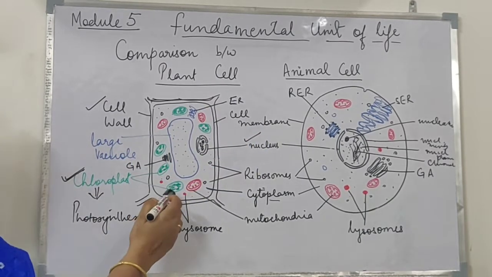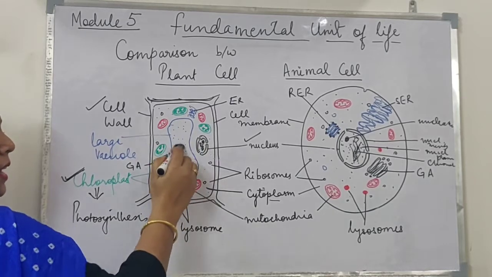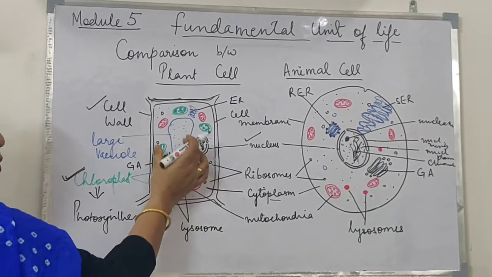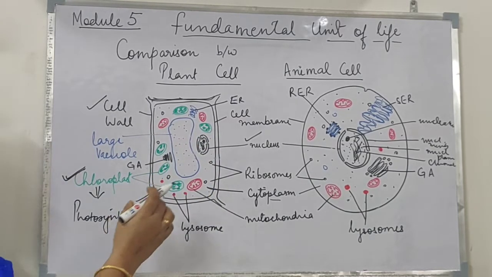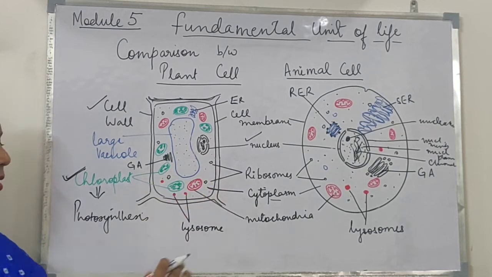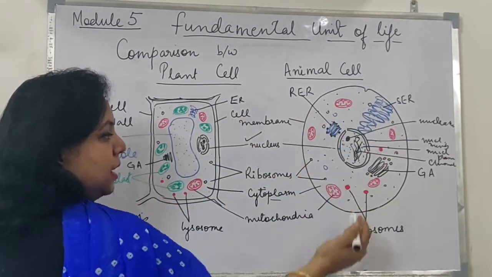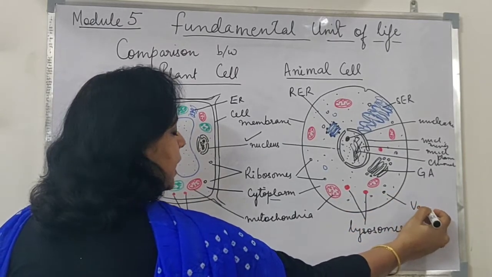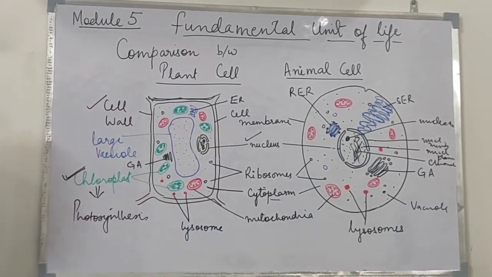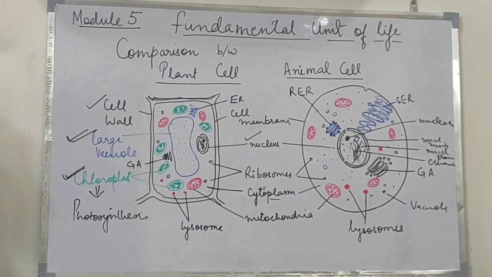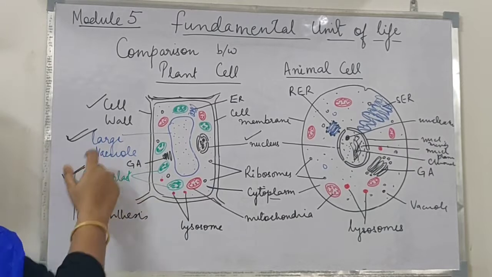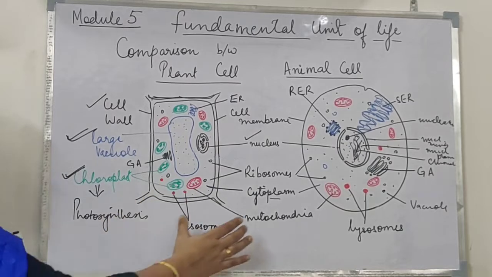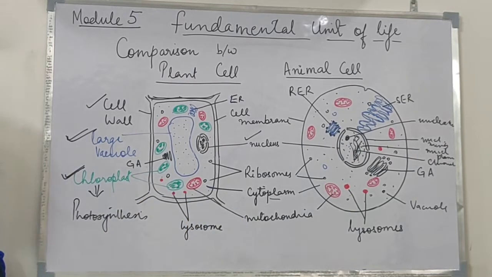Now if you see the fourth point of difference, there is a large central vacuole in case of plant cell which holds a lot of water along with dissolved substances. In case of animal cell, the vacuoles are not there, or if at all they are there, they are very insignificant and small. So the large vacuole is another feature which differentiates plant cell from animal cell. So children, this is the comparison between plant cell and animal cell.